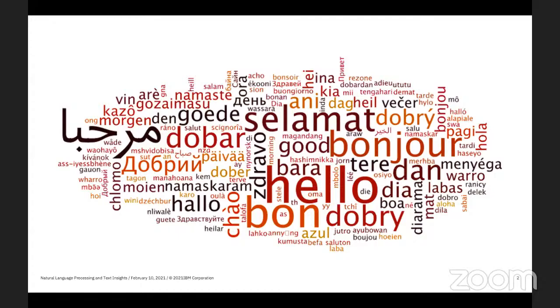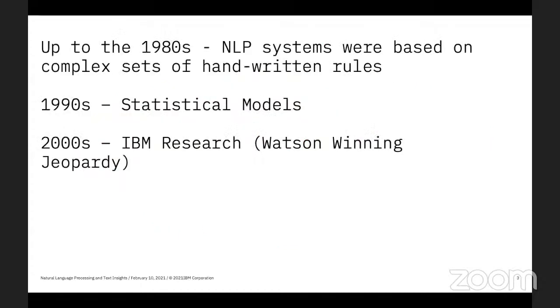Now, in the 1980s, natural language processing systems were based on a set of handwritten rules. So before machine learning, people used to write parsing rules so that they can extract certain text and so forth. In the 1990s, there was the introduction of statistical models, which helped in extracting text faster. And then in the 2000s, there was the IBM research where Watson Jeopardy was designed, and it won the game Jeopardy itself, if you ever heard of it. Watson, the AI of IBM, was the first AI to win in this game.